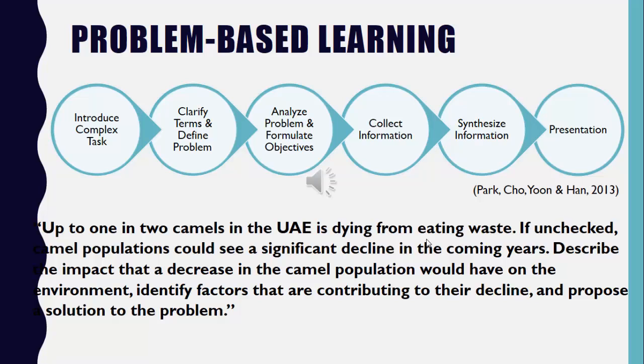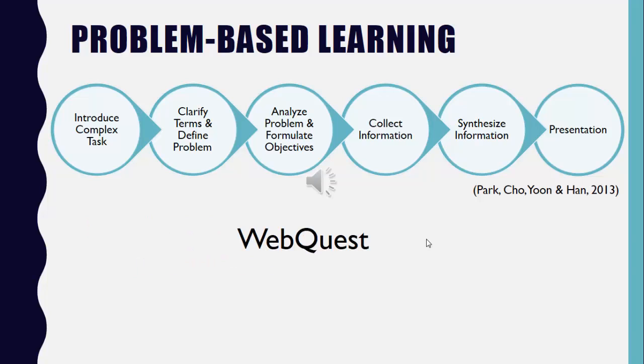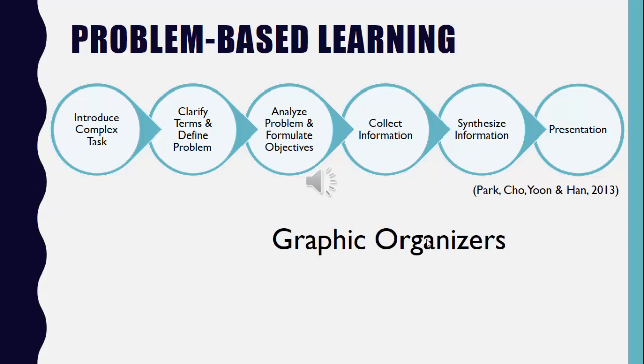After being given the prompt, I would offer the chance for students to reflect briefly using an advanced graphic organizer such as a KWL chart. Here they can begin to define terms and the problem itself. To help students analyze the problem, I would have them complete a web quest to research the problem of waste affecting camels in the desert and human impact on the environment.